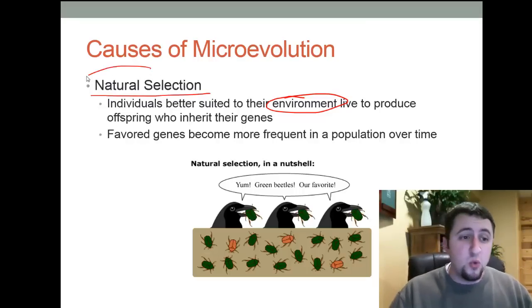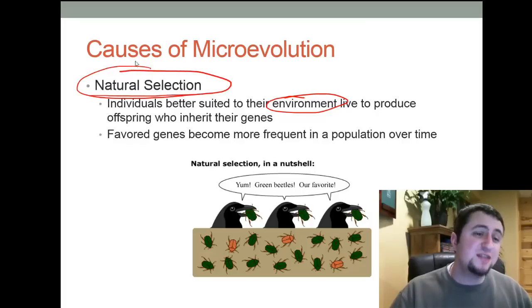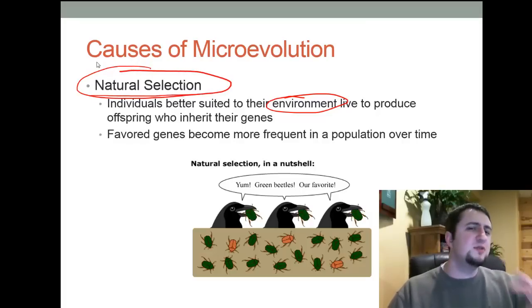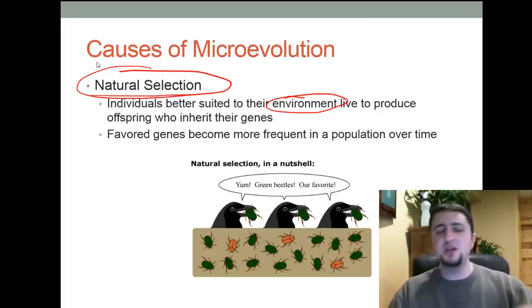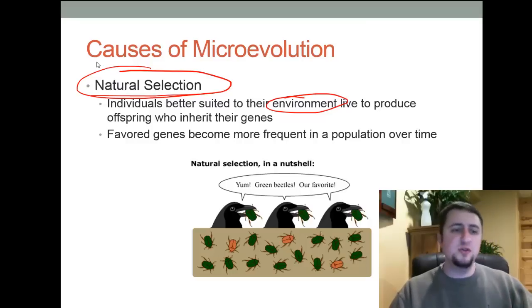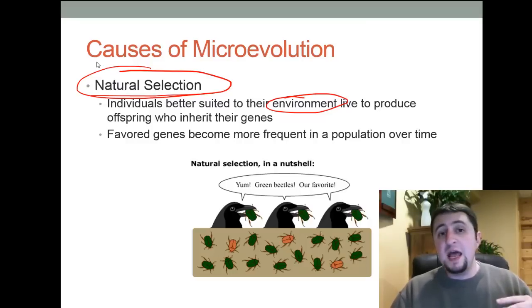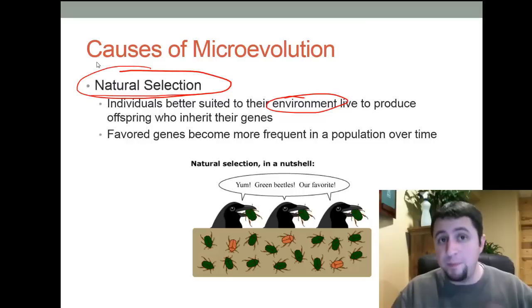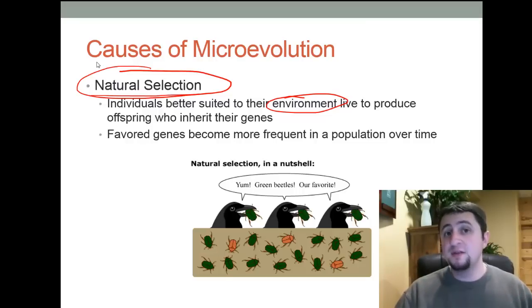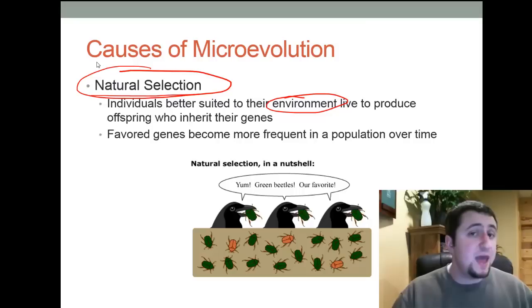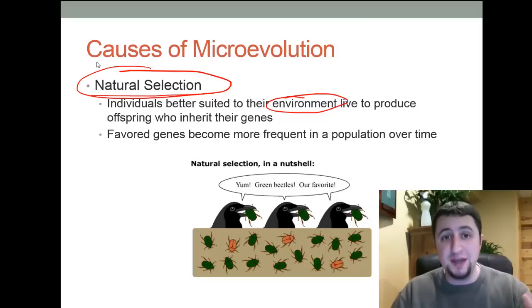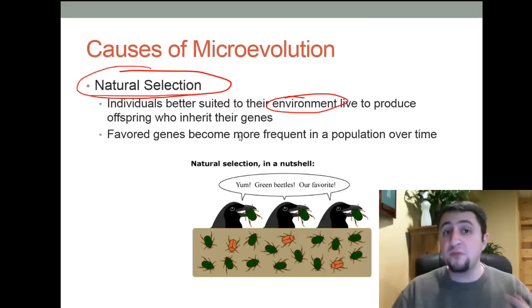This right here is one of the key concepts to understand in this whole unit. Star next to it, bold this: natural selection is the biggest thing to understand in this unit. Natural selection simply is the fact that certain organisms that are better suited or more fit to live in an environment are more likely to live and reproduce, thus giving their genes to the next generation. So favored genes become more frequent within a population over time.